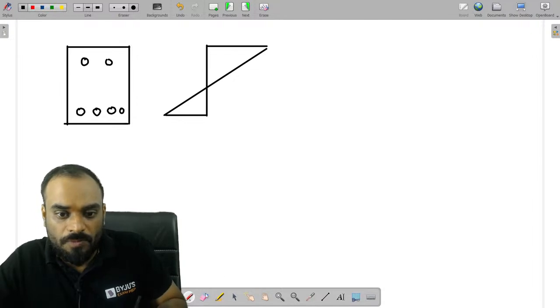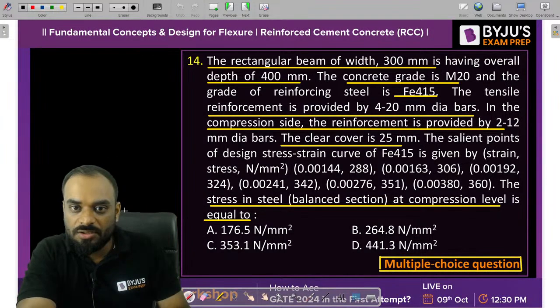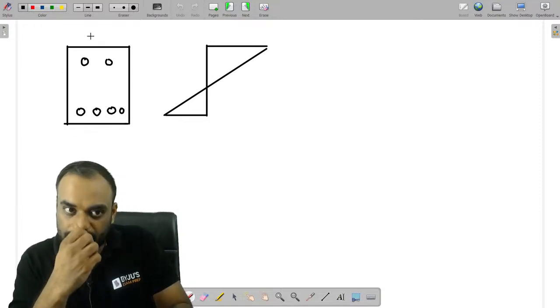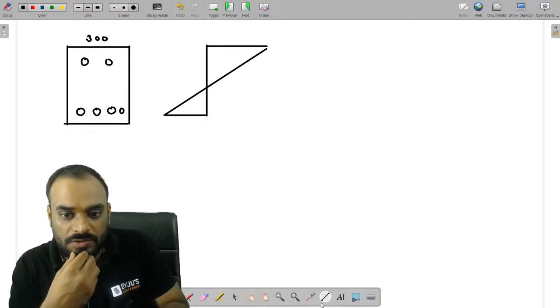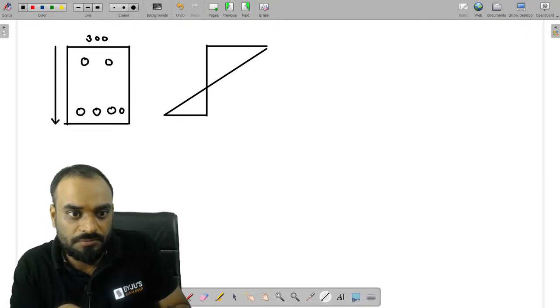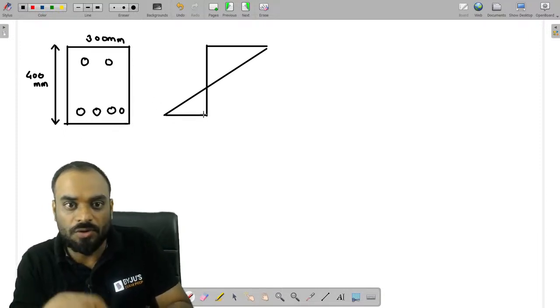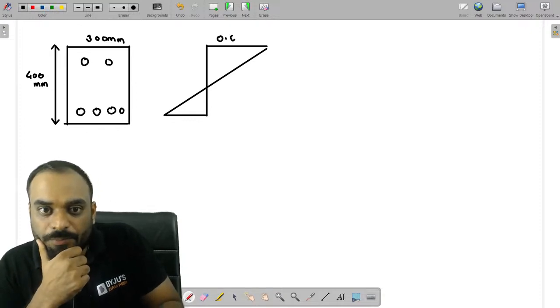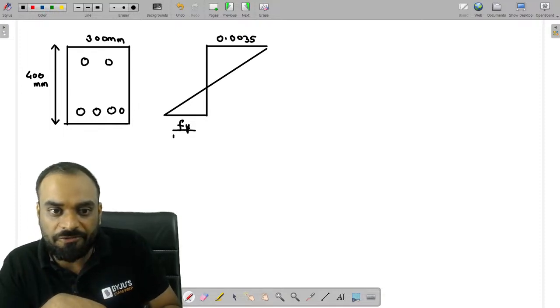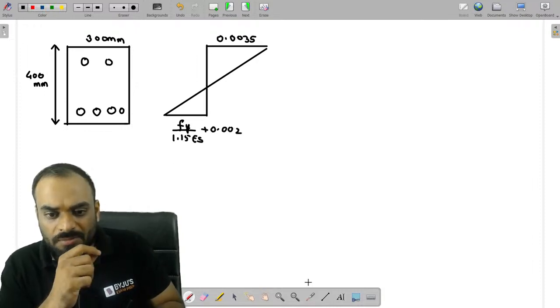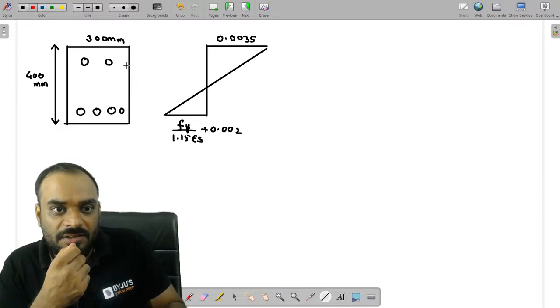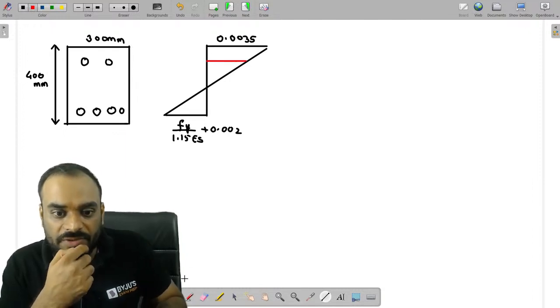What is the dimension? Dimension is 300 cross 400, which is overall. Now what is the strain value at this level? 0.0035. And the strain value at the tension steel is Fy divided by 1.15 Es plus 0.002. But our task is to find out the value of strain at this particular level, which is also known as ESC.